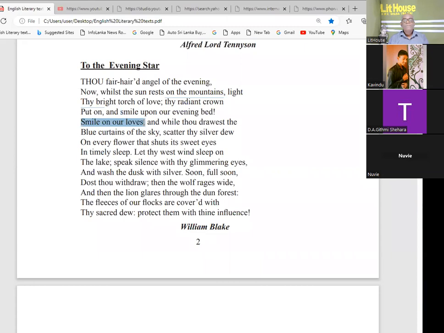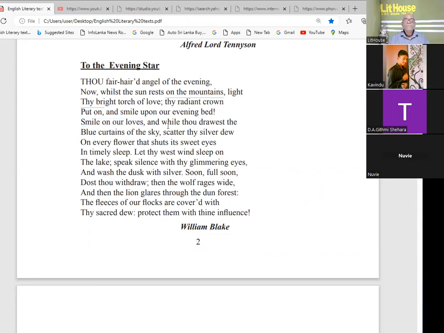Smile on our loves. Smile again, please. Give your blessings to our loves. Loves means lovers. We know Venus is associated with human love and lovers. Therefore, the poet requests the evening star's, or Venus's, blessing and protection for the lovers of the night. Very secular, worldly matter, lovers of the night. Right.